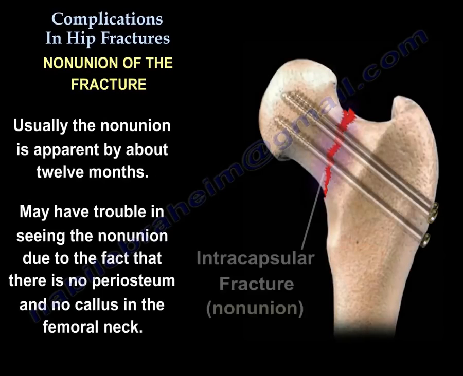Usually this non-union is apparent by about 12 months. We may have trouble seeing the non-union because there is no periosteum in the femoral neck.